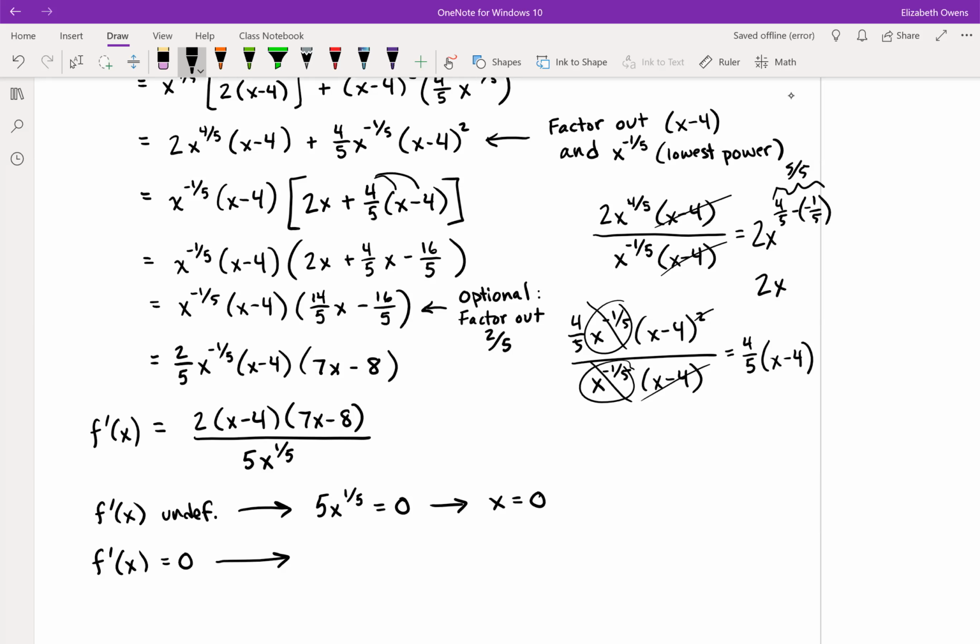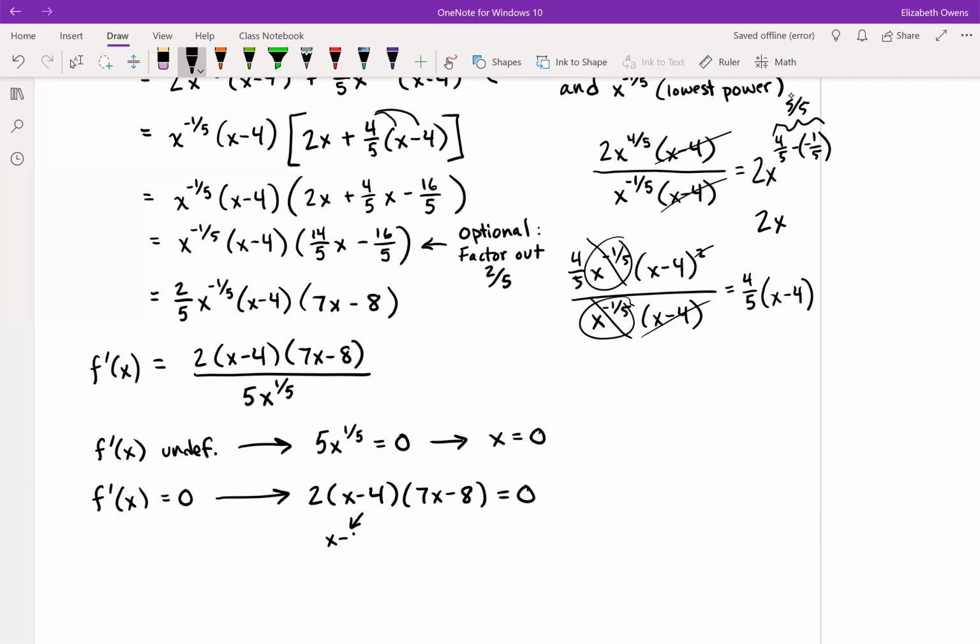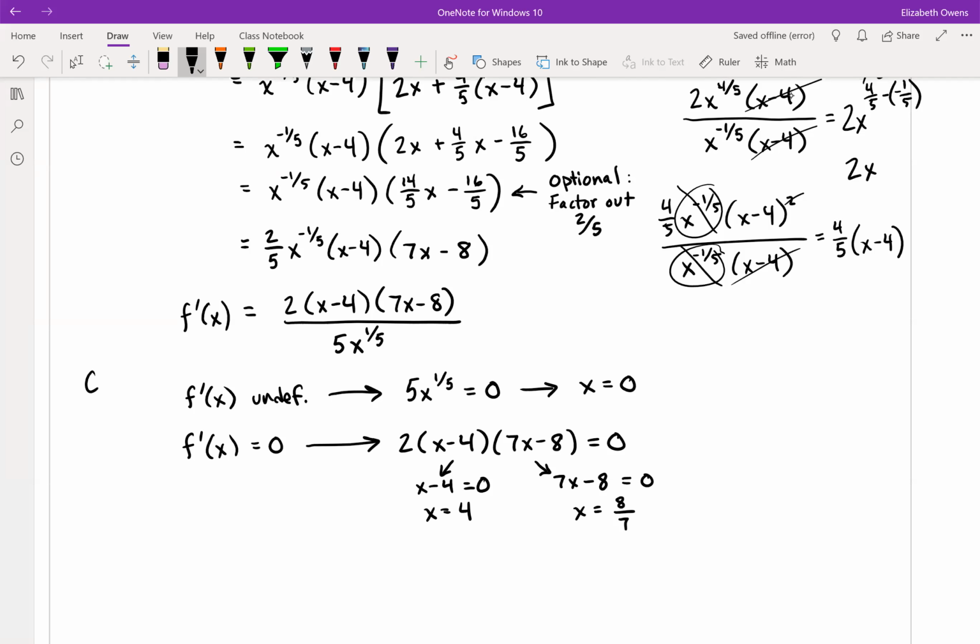And then for seeing where the derivative itself equals 0, that would be like setting this whole fraction equal to 0. You could multiply on both sides by x to the 1/5. Basically, all you need to do is see where the numerator equals 0 here. So 2 times x minus 4, 7x minus 8. See where that equals 0? We would come up with x equals 4 from that first factor. And then from the 7x minus 8 equals 0, that would be x equals 8 divided by 7, 8/7. Okay, so those are our critical points. We have 3 critical points here, 0, 4, and 8/7.